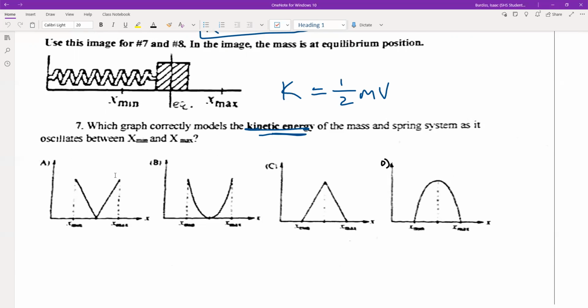Velocity is squared. So if you know algebra, that means that it's going to have to be a parabola. So either like that or like that. So we can already cross out A and C. So is it B or D? Well, we know that at equilibrium, velocity is maximum. So that means in the middle, it will be up high. So that means it's going to be D.